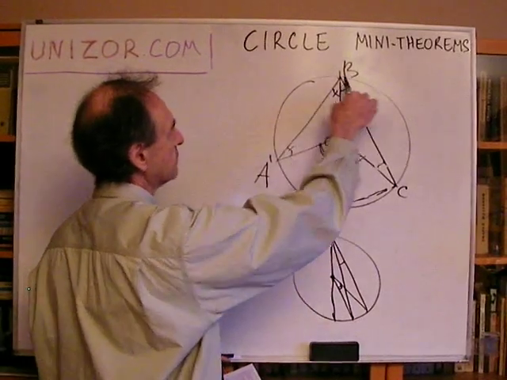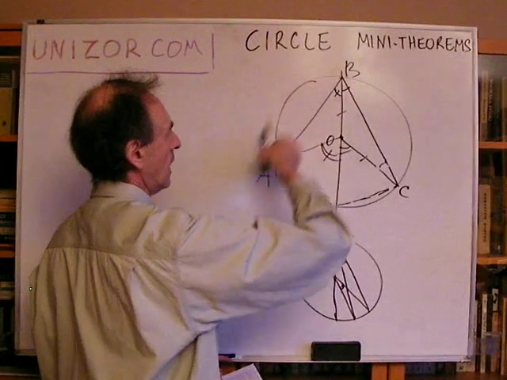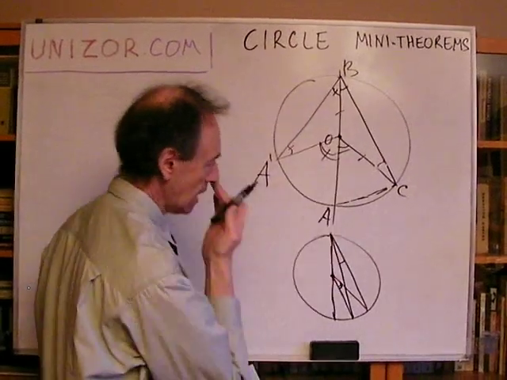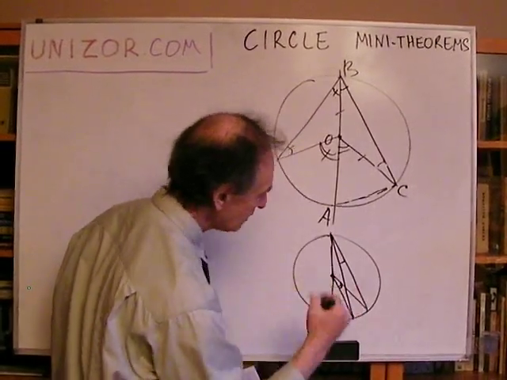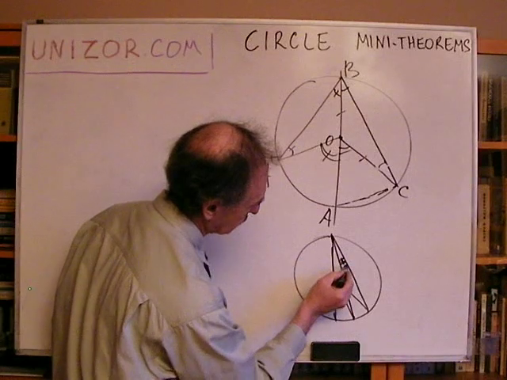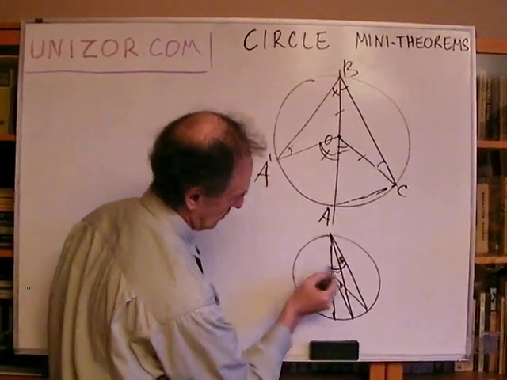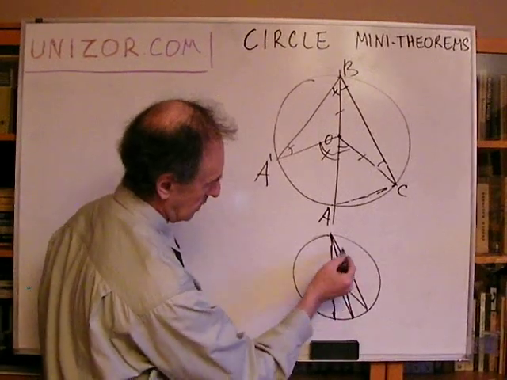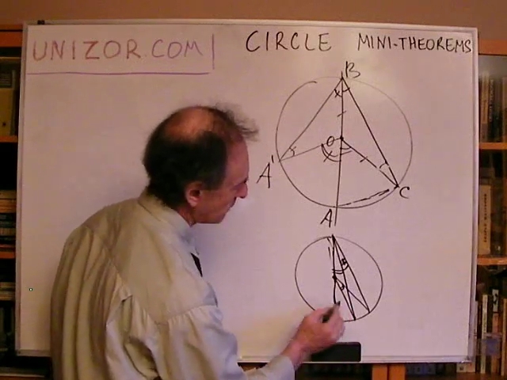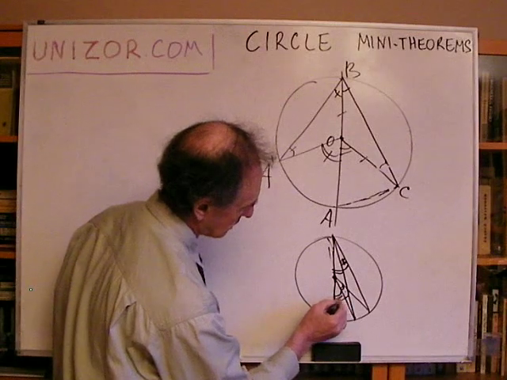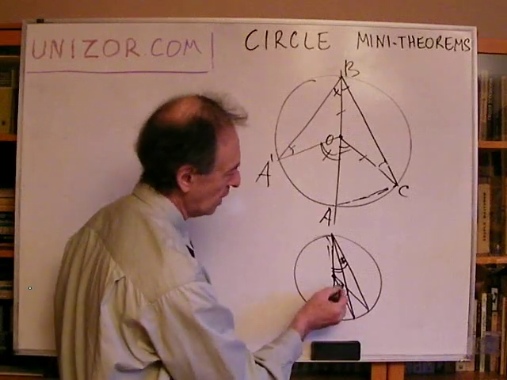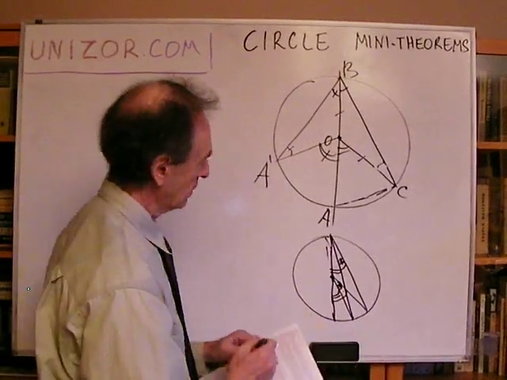In the previous case, we represented our angle A prime BC as the sum of these two angles. In this case, we will represent it as a difference, instead of a sum. So this angle is equal to this minus this. And both angles, this angle and this angle, are measured as half of correspondingly this and this. So the difference between them is measured as half of the difference between these two, which is exactly the central angle supported by the same arc.